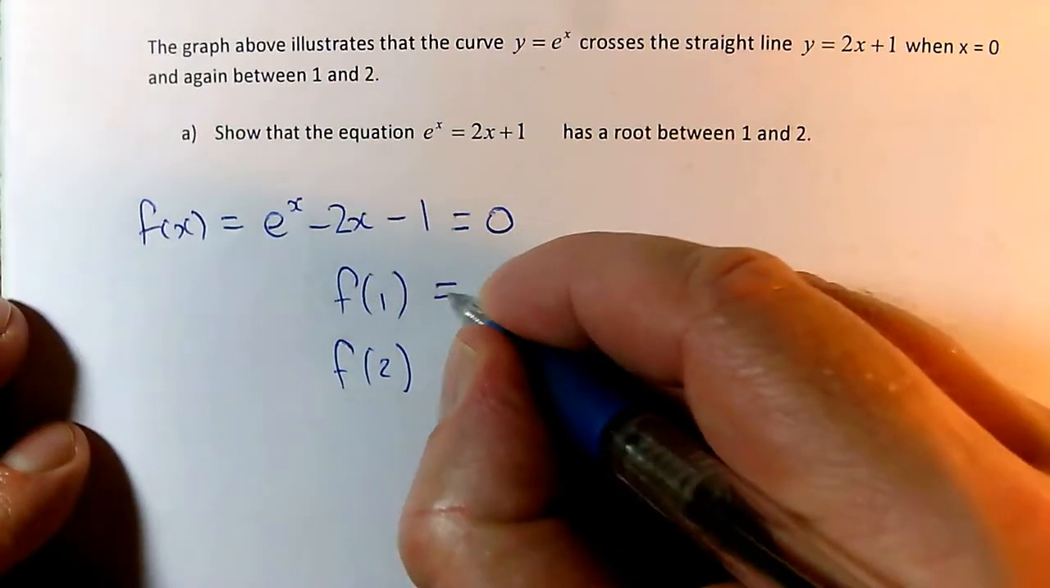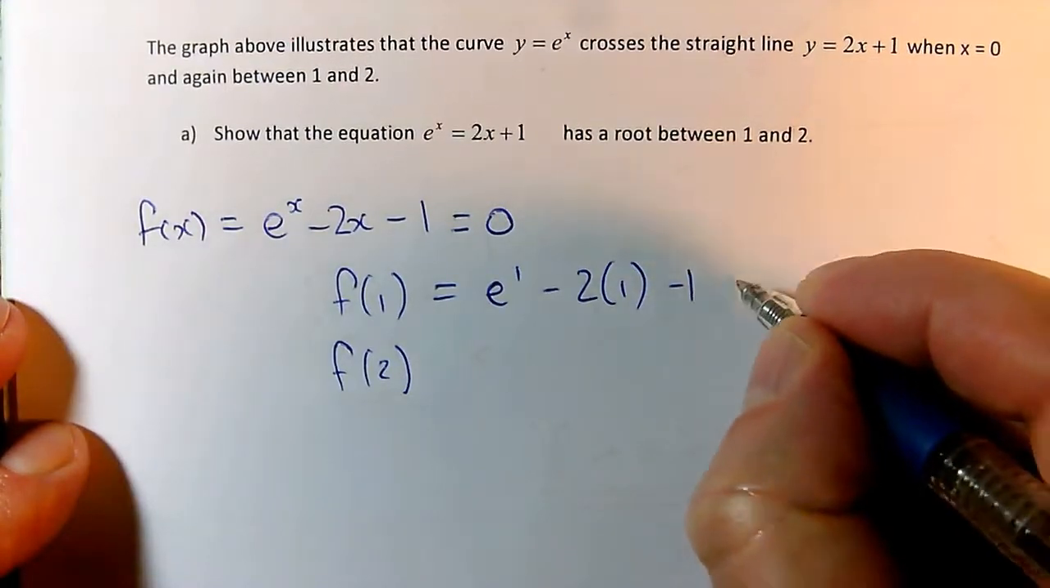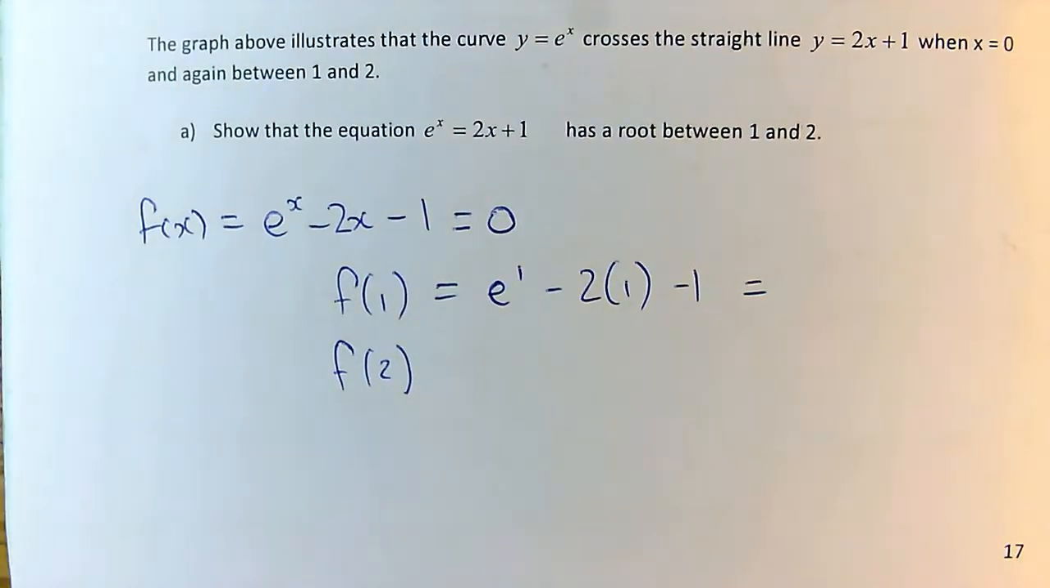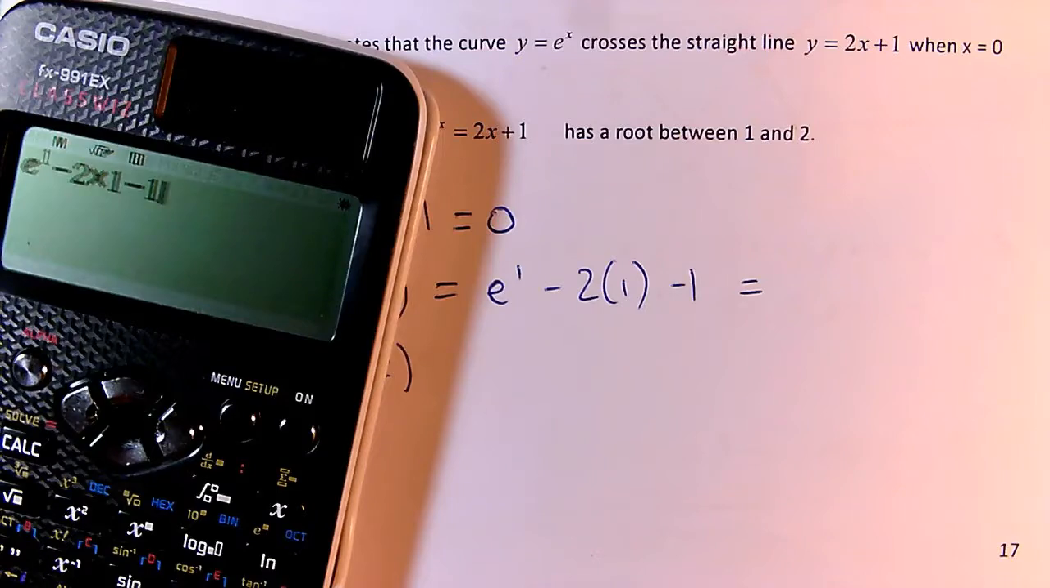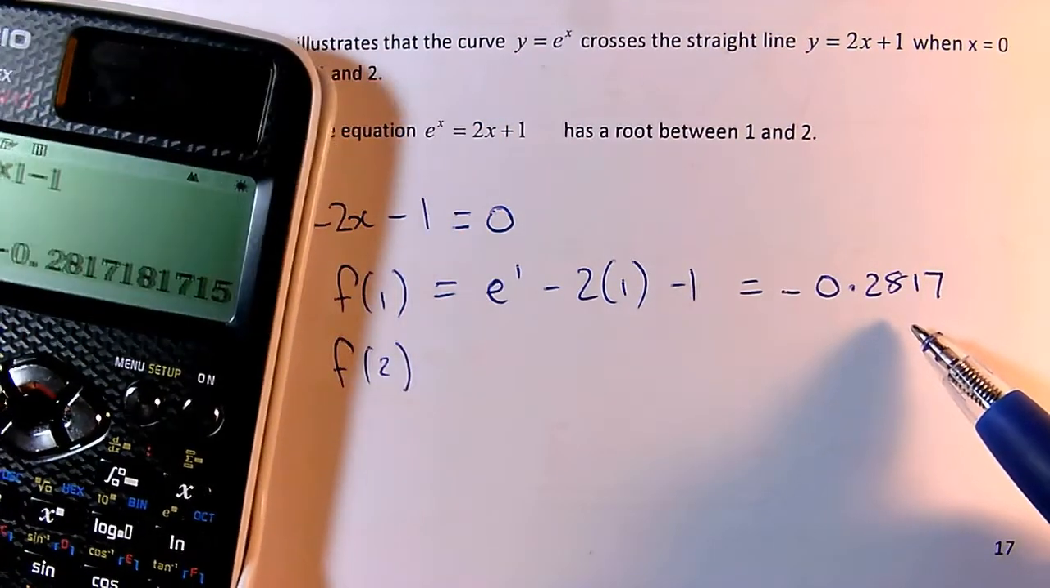So f of 1 is e to the power 1 minus 2 times 1 minus 1, and we need to give the answer to that as a decimal. All we're going to care about is whether it's positive or negative, but if you don't give the value, you won't get the mark. So entering that calculation onto your calculator, we get an answer of minus 0.2817. And I need to show that value in full over here.